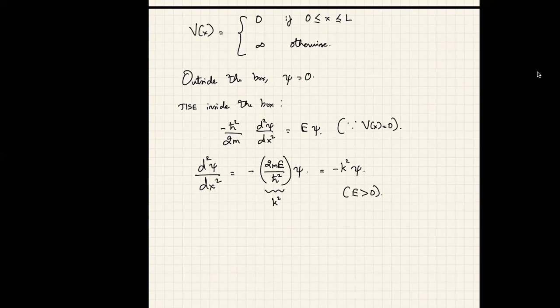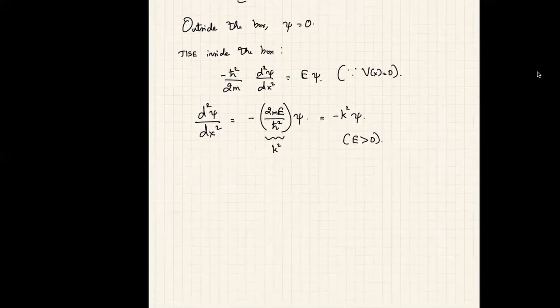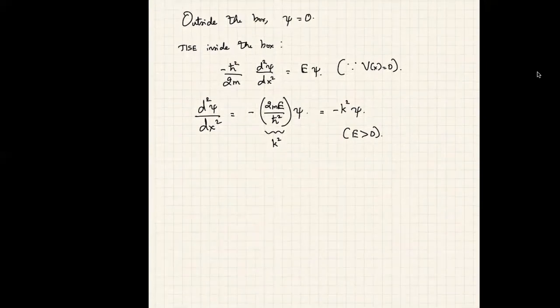So the solution of this equation is, again, a very simple harmonic equation. d square psi over dx square equals minus k square psi. So you know that the solution of this is psi of x equals A sine kx plus B cosine kx. Or equivalently, I can write this as A e to the ikx plus B e to the minus ikx. So the question is, how to determine A and B? Once I know what A and B are, I know what the solution to the time independent Schrodinger equation is.